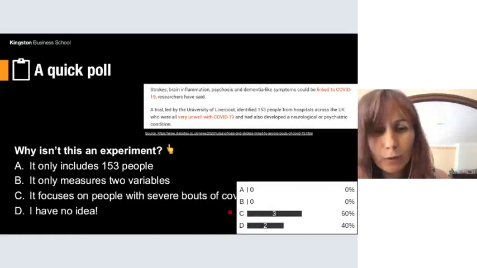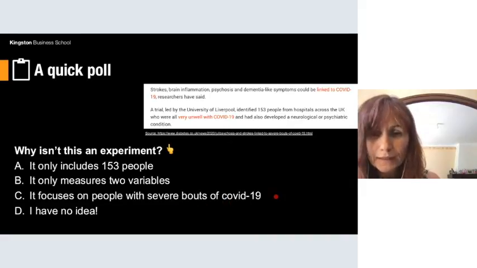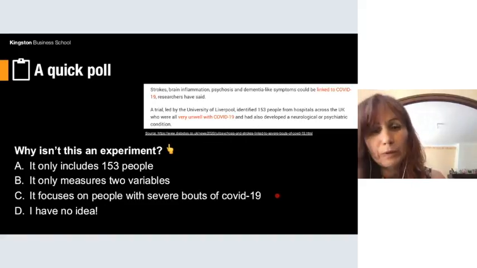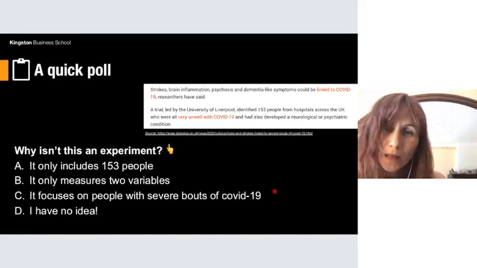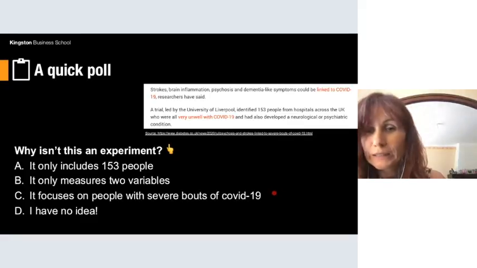Three of you were right. It's not an experiment because it only focuses on one part of the sample. It only looks at people who have had severe bouts of COVID-19. So among these people, they have also developed psychiatric conditions, but perhaps all the people who had COVID-19 also had a shock, or maybe it's related to the COVID-19 virus, but maybe it's related to the situation in which they were, some kind of PTSD.